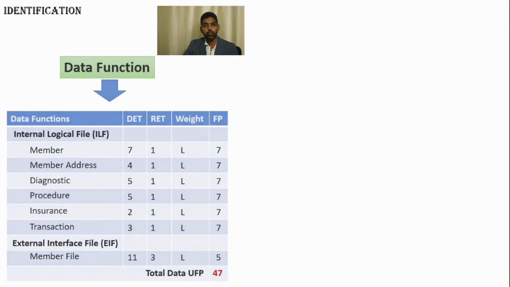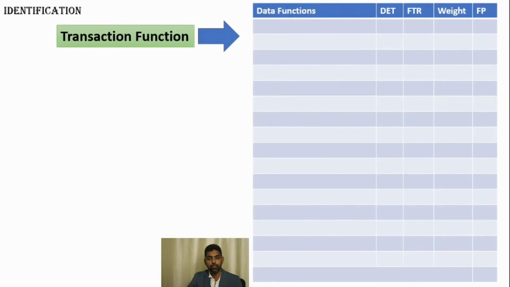Let's go ahead and do this same for transaction function. In this case, we are going to have 3 transaction types: EI, EO, EQ.